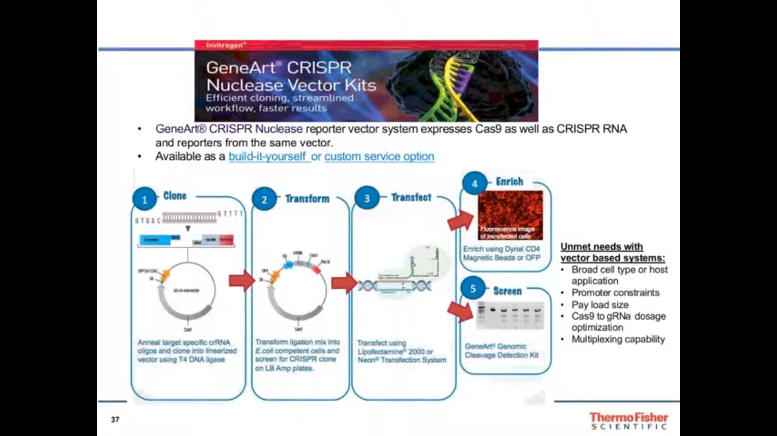In a plasmid, you have to have a promoter to drive the expression of the Cas9 protein as well as the guide RNA. That brings with it some constraints as far as the different cell types. Some promoters do that better in some cells, and some do worse. Also, the payload size. These are large plasmids, and that restricts our ability to put multiple plasmids into a cell, and really decreases our ability to do multiplexing.